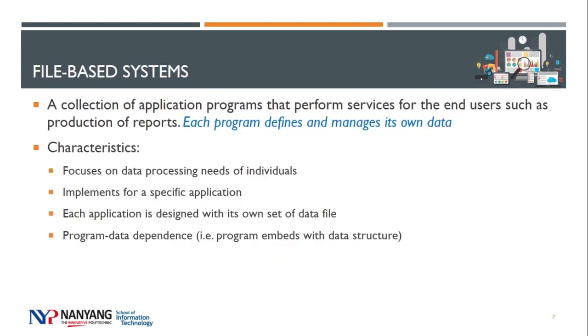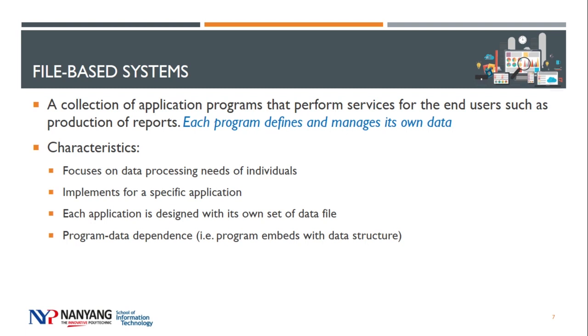So first of all, what is a file-based system? A file-based system is a collection of application programs that perform services for the end users, such as production of reports. Each program is actually different, and they define and manage their own data. Some characteristics of a file-based system are that it focuses on the data processing needs of individuals, and it focuses on specific applications, each with its own set of data files.